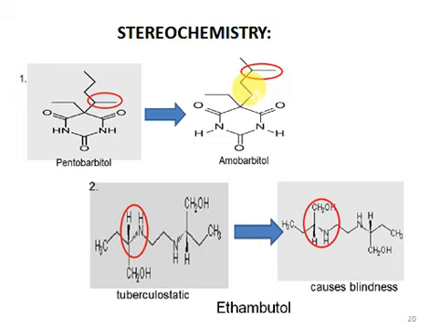Then we have ethambutol. Ethambutol has two isomers. It has two enantiomers, right? One enantiomer is this one and the other is that one. So if we have this enantiomer, if we have this stereoisomer, it has antituberculosis activity. While if I change the stereochemistry of this one, this isomer causes blindness, right? So changing stereochemistry can have a drastic effect on the biological activity.